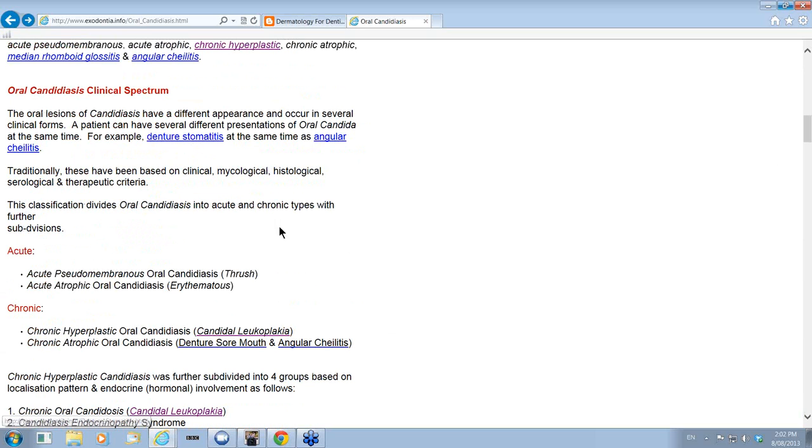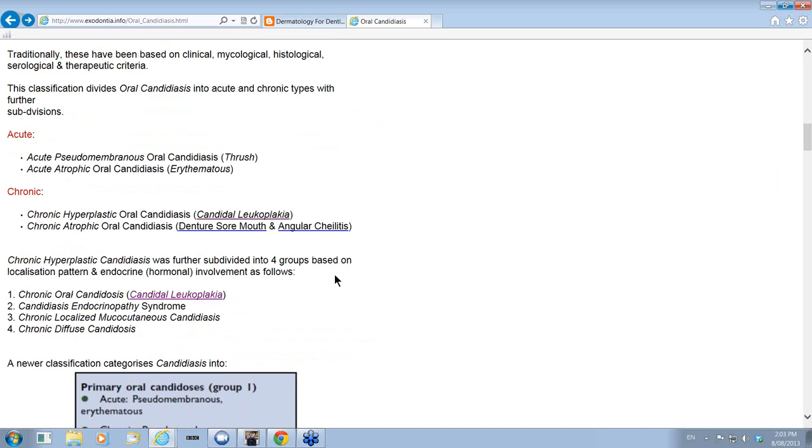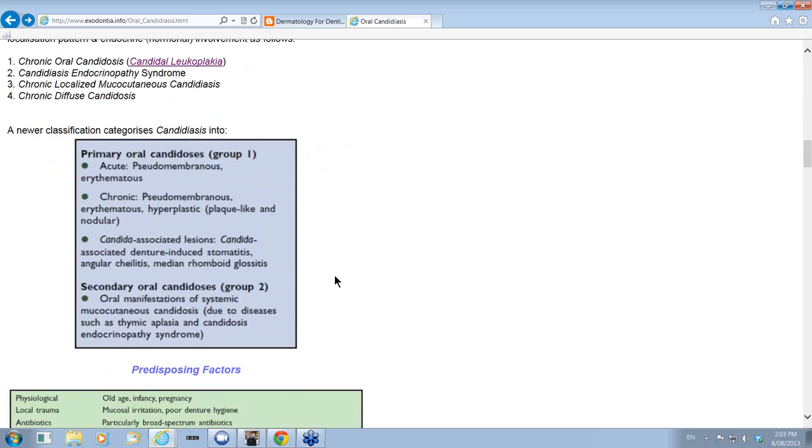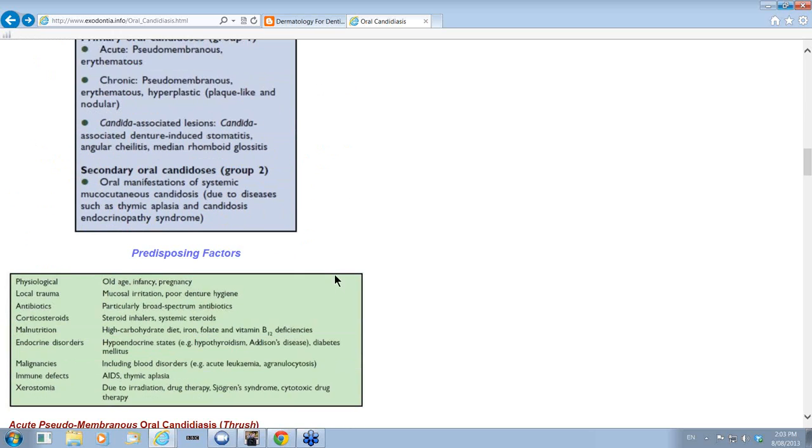These are some other nice pictures of the denture stomatitis. Just go and click on these in this particular website. It's very good, this, for oral lesions in dental practice. I'd recommend you certainly go and have a little read about it. They've mentioned there other types of secondary oral candidiasis. We've mentioned this candidosis endocrinopathy syndrome. This is really chronic mucocutaneous candidiasis.